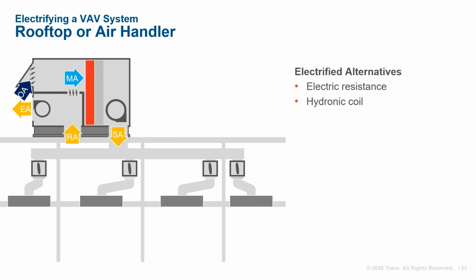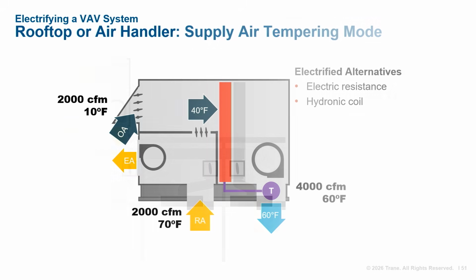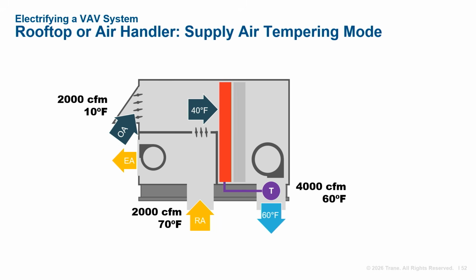A gas heater could be replaced with an electric resistance heater or a hydronic or steam coil. If it's a DX rooftop, it could also be a heat pump. Hot water can be provided from an electrified boiler, chiller heat recovery, or a heat pump. With a boiler, we could supply water at 180 degrees, but electrified heating is more efficient at lower hot water temperatures. Let's consider a unit with a hydronic heating coil.